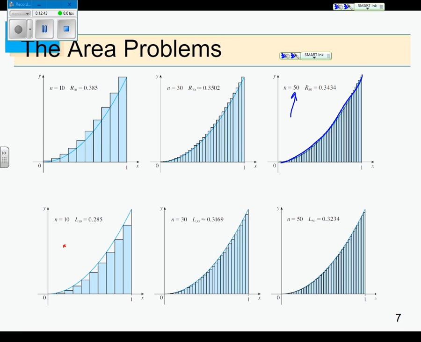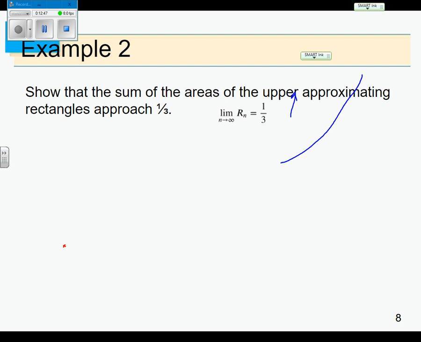So I think you know where this is going. I'm wanting to plug in an infinite amount of rectangles underneath that curve. If I could somehow do that, I think it will tell me what the best area is, or what the actual area is. Okay, so let's use the same example that we just did. It says I'm using upper approximating rectangles, and it even tells me what the answer is. I'm hoping to get 1/3 right here.